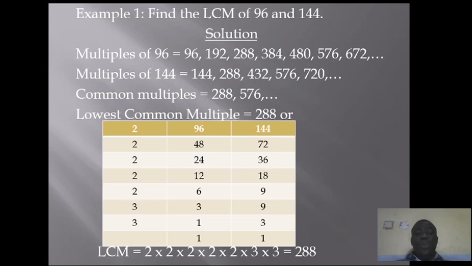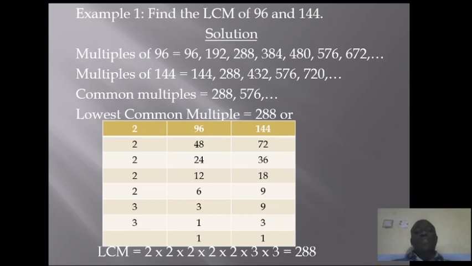So now let's look at the alternative. From the table above, you find out that I place 96 in one column, and 144 in the other column. Then the column you are seeing 2, 2, 2, 2, 2, 2, 3, 3, 3, they become the factors which I'm going to use to divide all the numbers until 1 is obtained in each column.